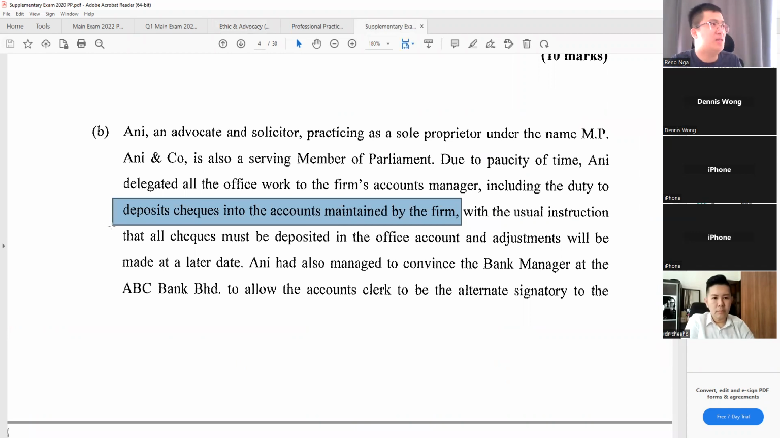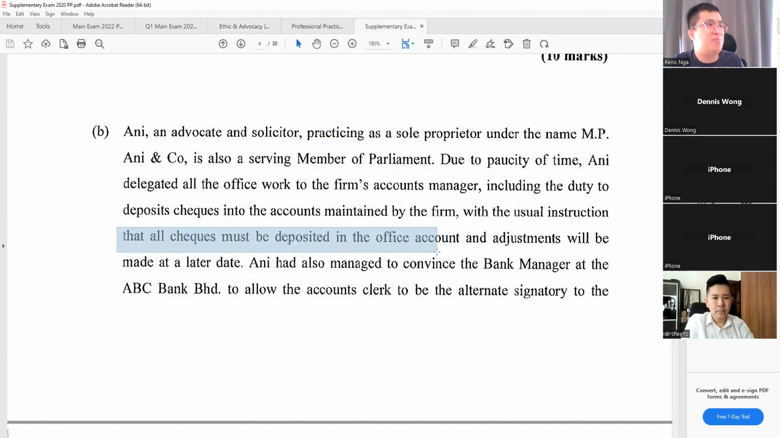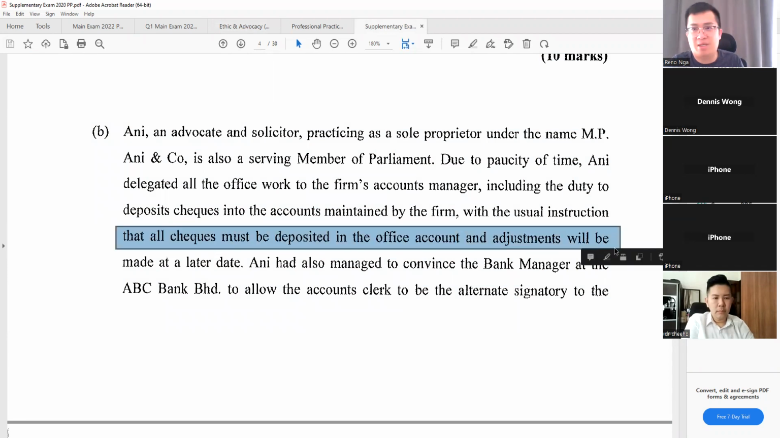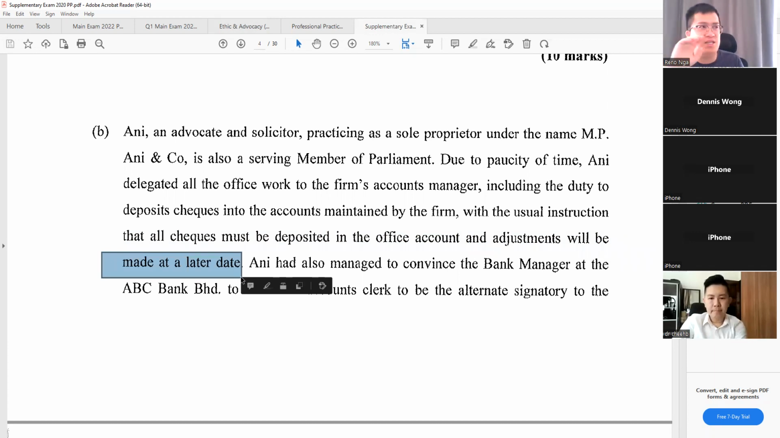Okay, then this one. All cheques must be deposited in the office account. See, just now we said all money, under Rule 3 of the Solicitors' Accounts Rules, must go to the client's account. Remember, it's the client's account. Client is more important. But this money goes to the office account. So it's wrong already, against Rule 3 of the Solicitors' Accounts Rules. Next one, an adjustment will be made at a later date. This one I think is fine, they adjust later. But actually in the first place, they are already wrong. It shouldn't go to the office account.